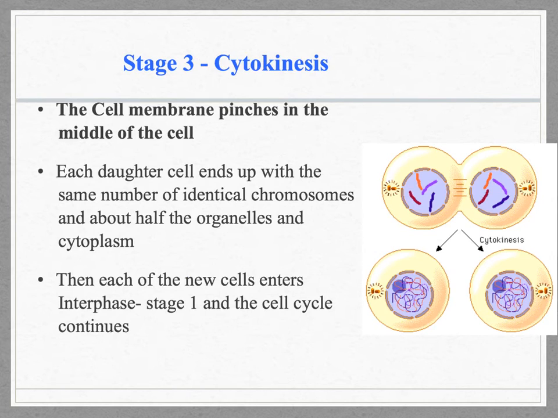One thing to note is that plant cells differ from animal cells because they have a rigid cell wall. They form a cell plate structured across the middle of the cell during cytokinesis before they divide.